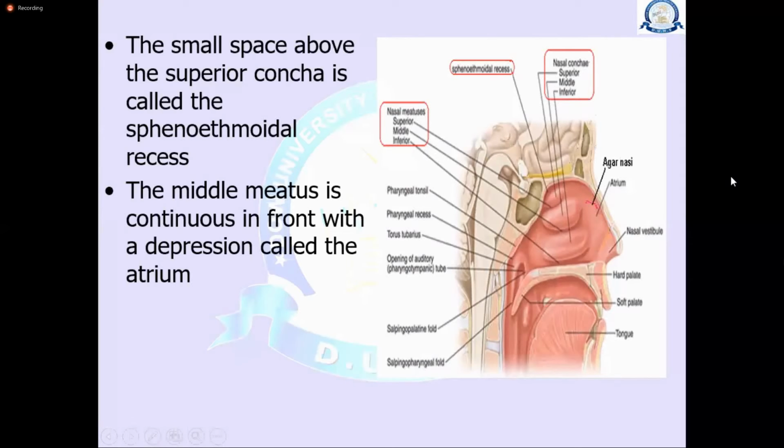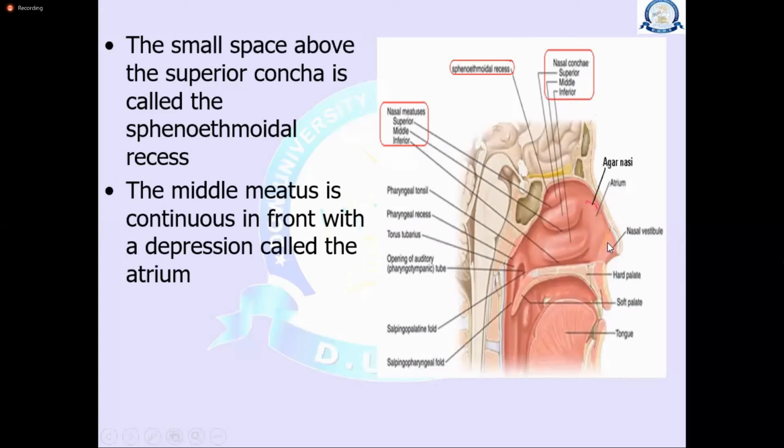The middle meatus is somewhat longer as compared to the superior meatus, and it is present in a curved fashion. Anterior to the middle meatus, there is a depression or an area which is known as the atrium. This atrium is superior to the vestibule.